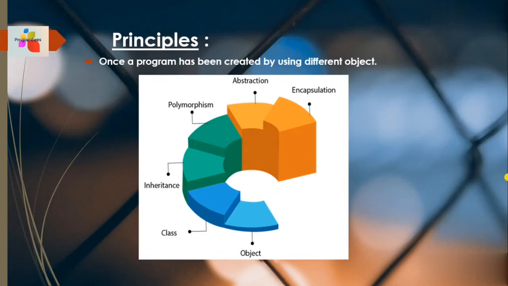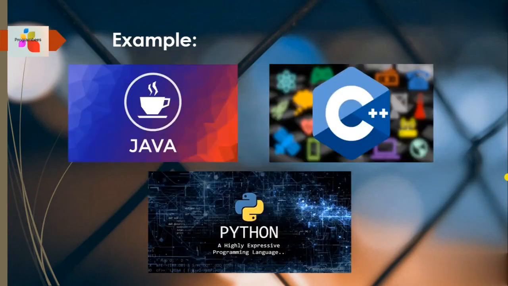Next one is the principles of object oriented programming language. You can see from the picture: object, class, inheritance, polymorphism, abstraction, encapsulation. All are the principles of object oriented programming language. All these principles are described in another video. The link is given in the description section. You can go through that and find out the principles of the object oriented programming language. The best examples of OOP are Java, C++, Python, etc.